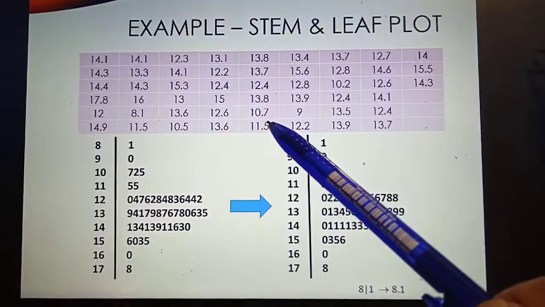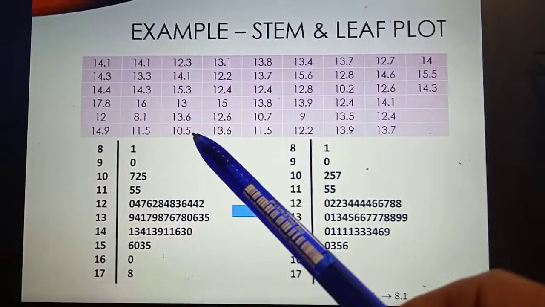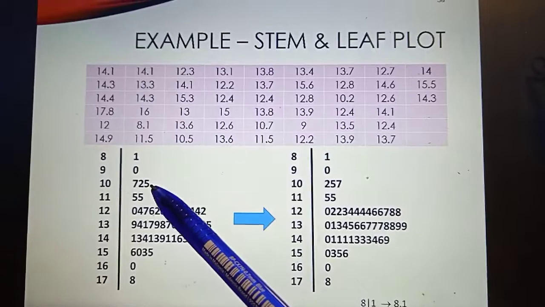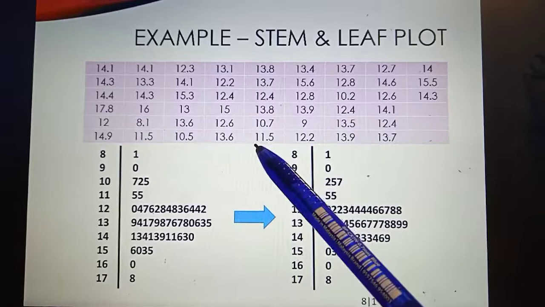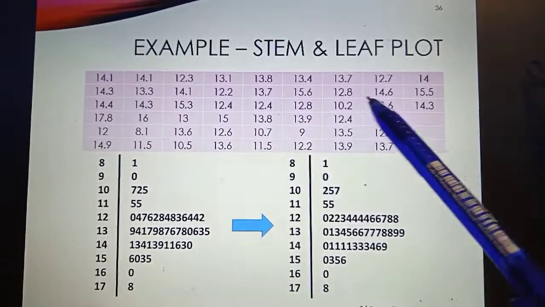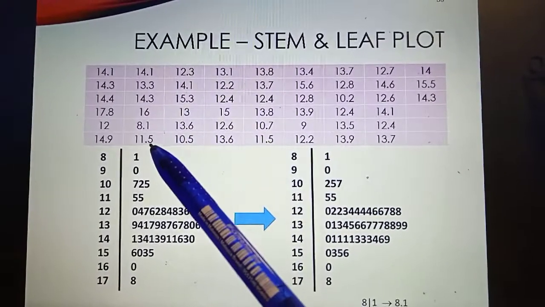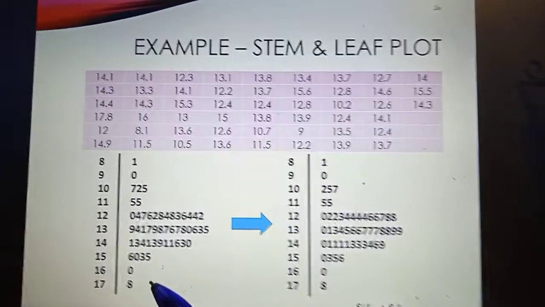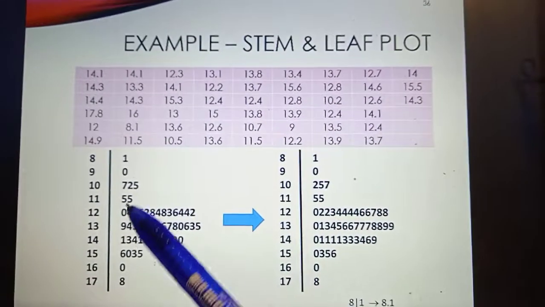Okay, nombor 10 ada 10.7, kemudian 10.5, kemudian 10.2. So kita susun 7, 2, 5 dekat sini. Kemudian nombor 11 ada 11.5 dan mana lagi? Ada 11.2. So kita susun 5 kat sini, ada 2. Yang lain pun follow sama juga. Okay, nombor 12 dia ada kat sini 12.0, 12.4, 12.7. So kita susun macam ni.